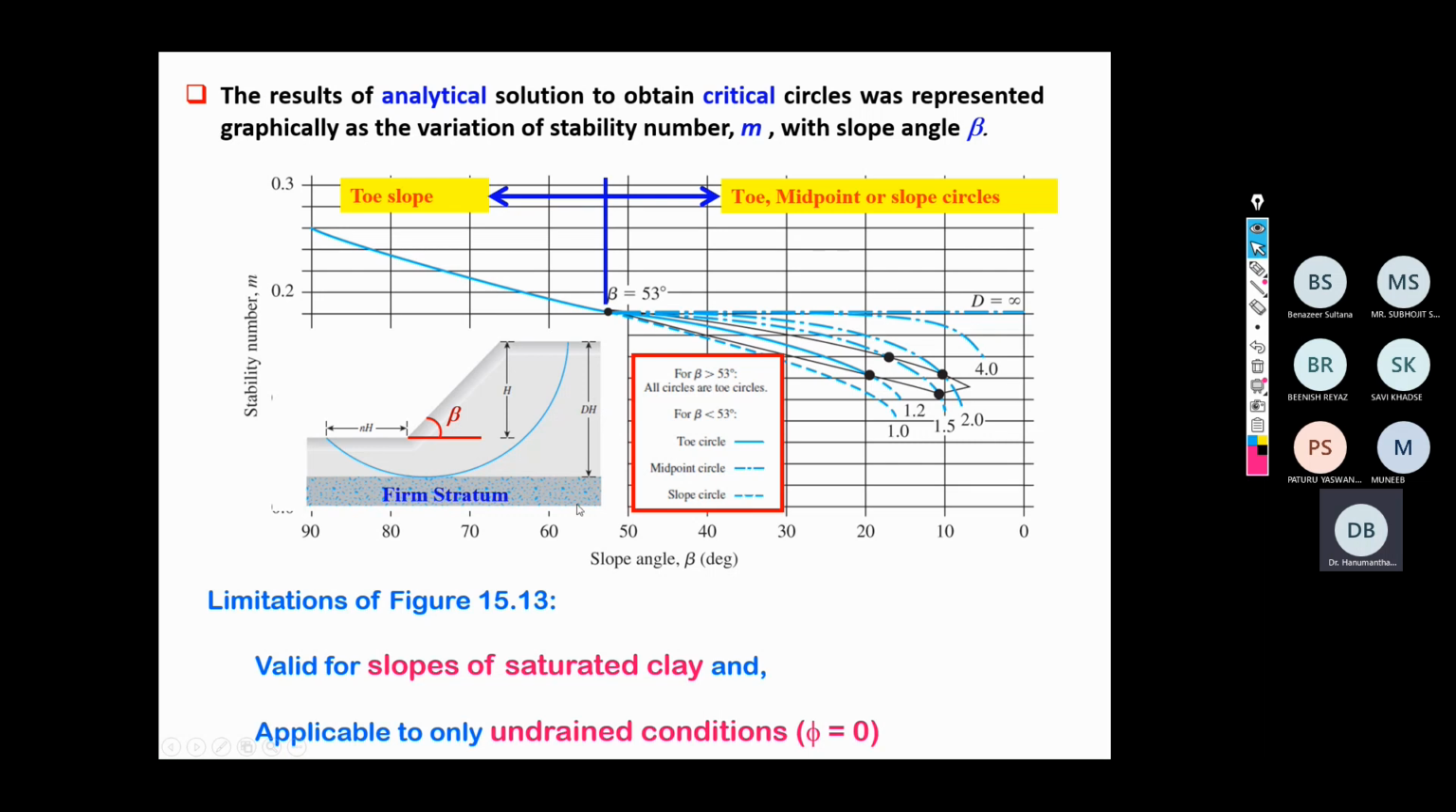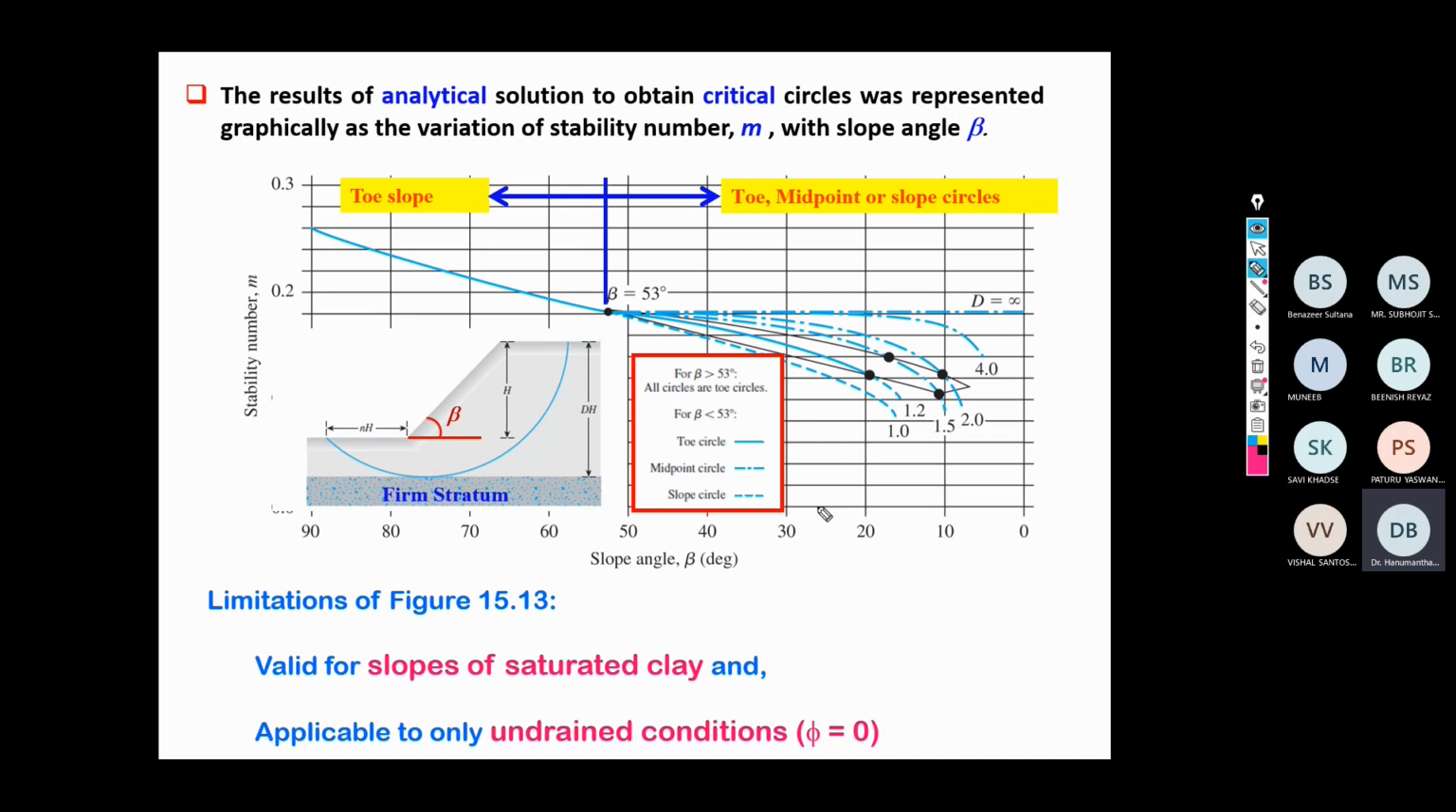Now, suppose you know at what depth the firm hard stratum exists. Depending upon that, we are able to determine the critical height of the embankment. That can be understood from this graph. Suppose D is 4, 2, 1 and so on. If the beta angle is known, then draw a vertical line corresponding to the beta angle onto any of these curves. Then from there, draw another horizontal line onto the stability number.